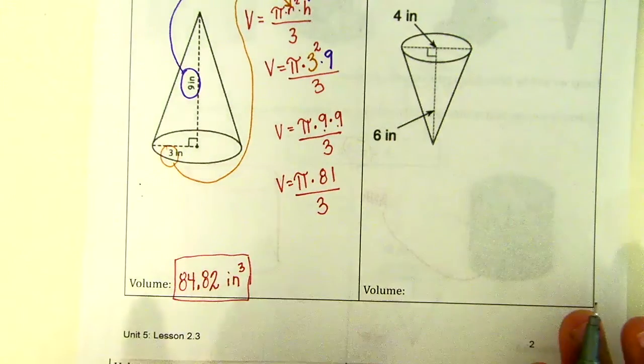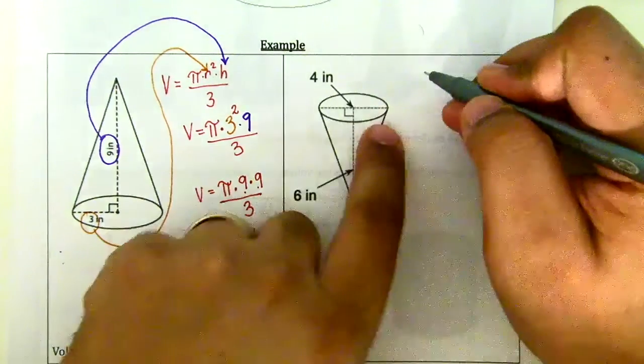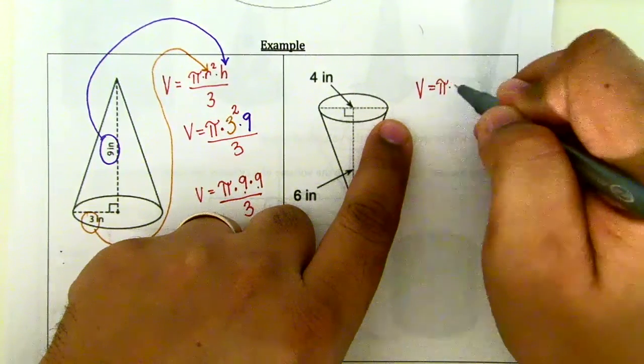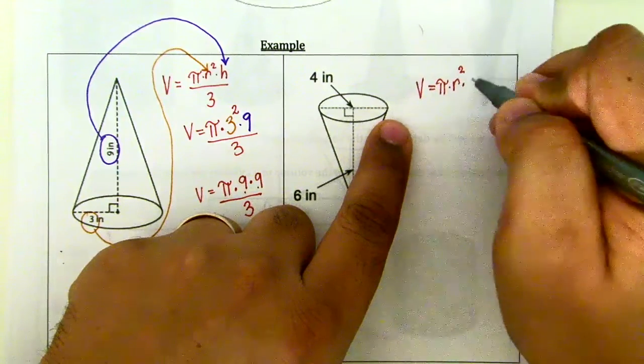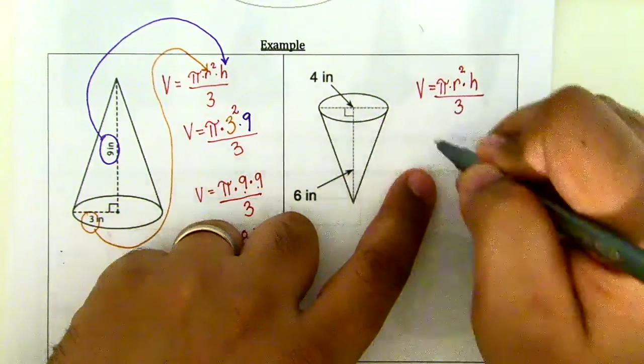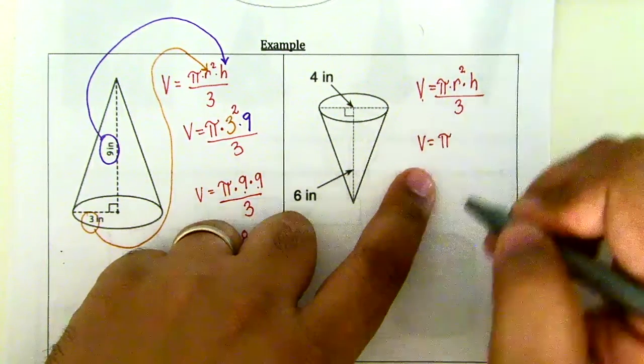Now, similar setup over here. I'm going to start the same exact way as before. V equals pi times my radius squared times my height, all divided by 3. So I get V equals pi. I first need to figure out what's my radius, right?